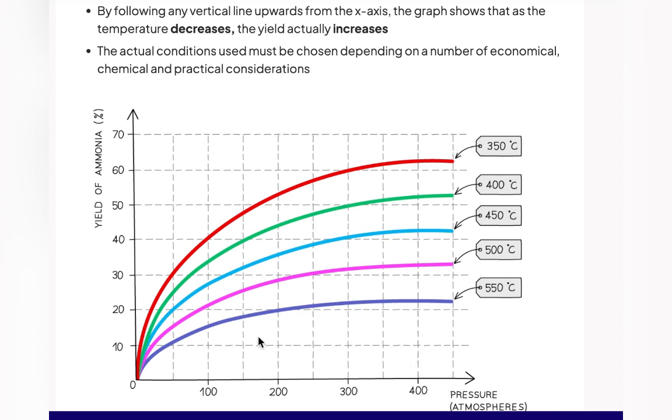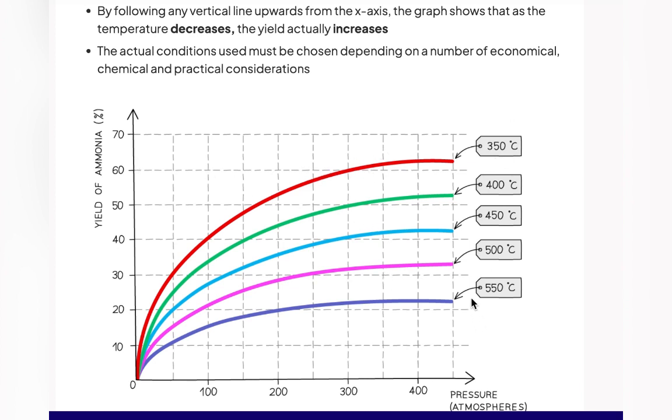We've already explained that. As the temperature is reducing as you are going up, your yield is getting higher because this is the yield axis. Your y-axis is the yield axis. So you can see the temperature is reducing as we are going up, and your yield is increasing. So as you reduce temperature, your yield increases.